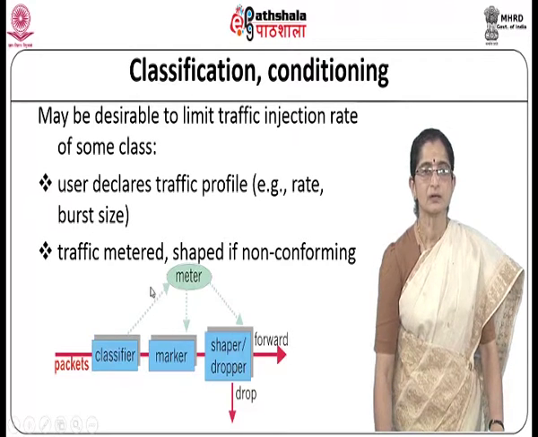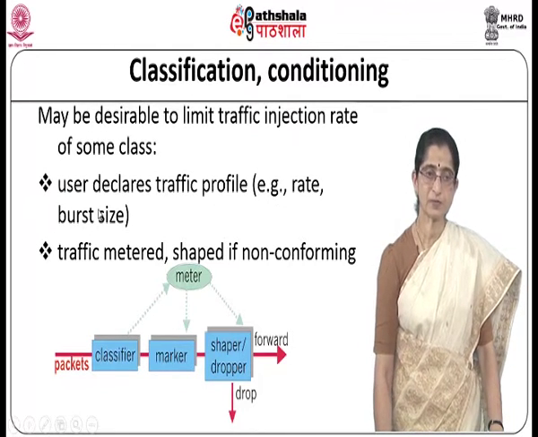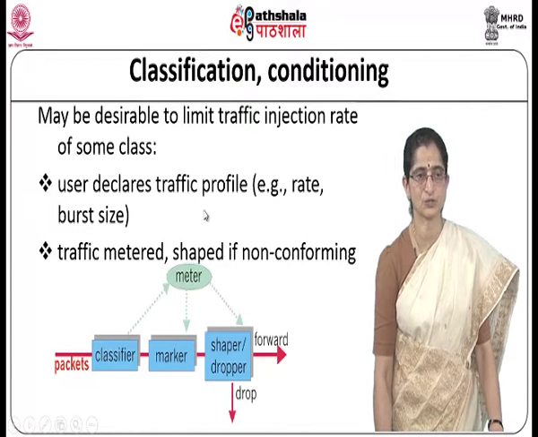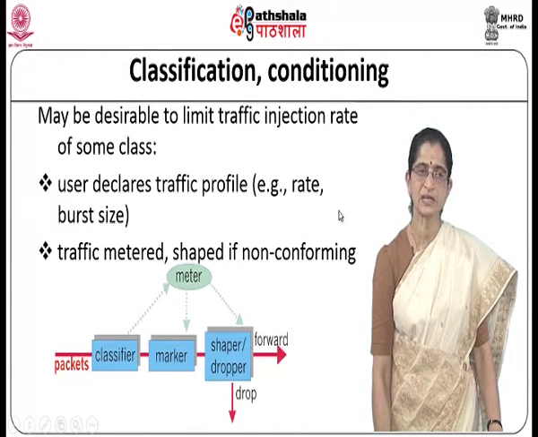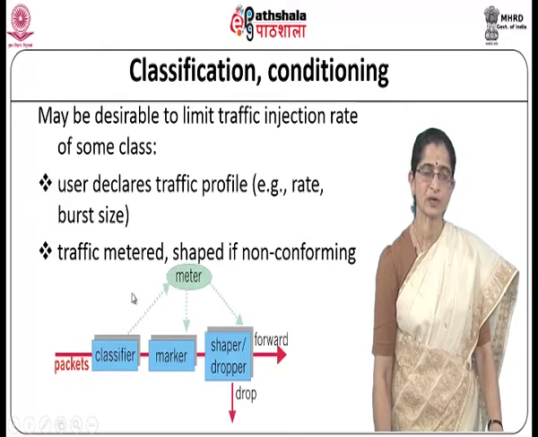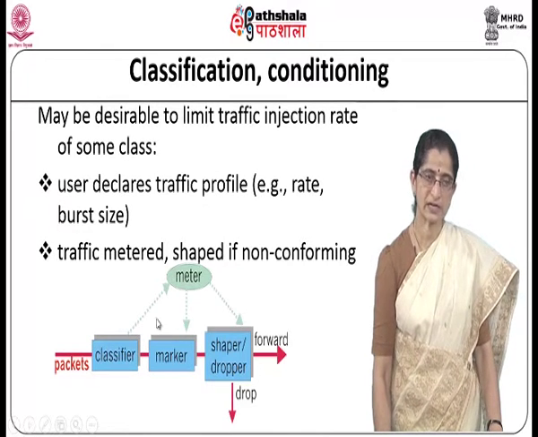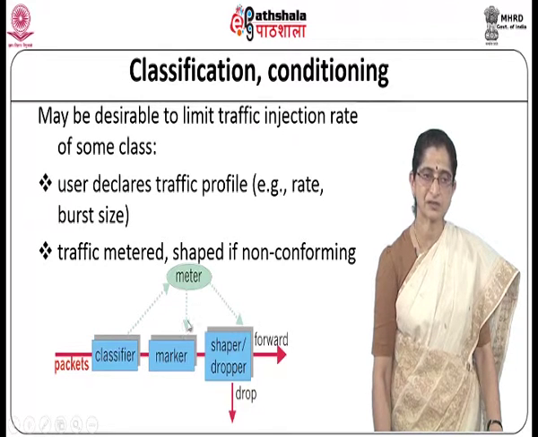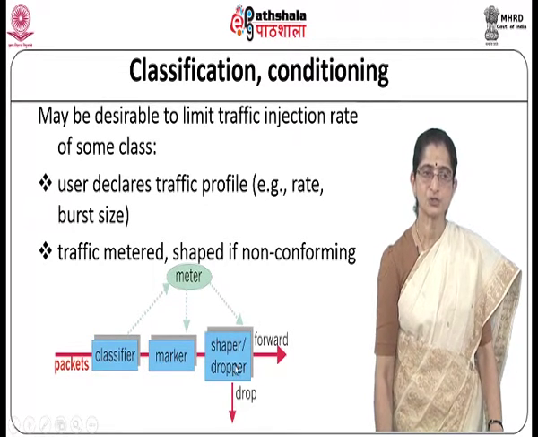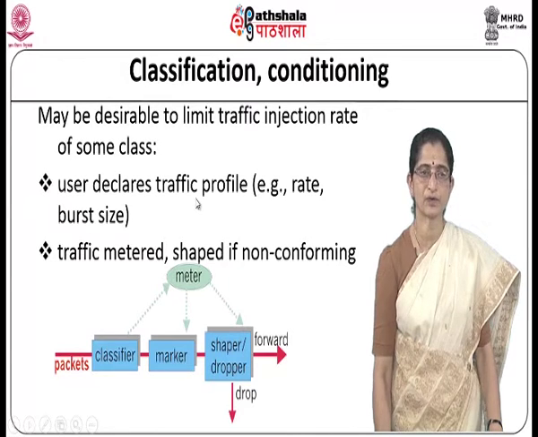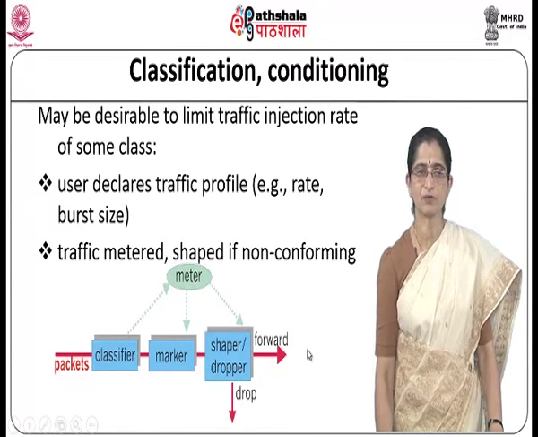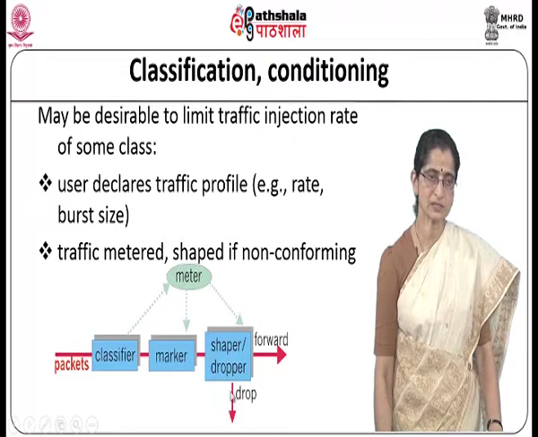Okay, now how do you specify this traffic? The user will have to declare what its traffic profile is going to be. Again, it can be specified in terms of rate, burst size, and so on. And what we do here is at the edge routers, we do a function called metering the traffic. What is this traffic metering? You classify it, you mark it, you check whether it is conforming to the traffic profile that has been specified. If it is conforming traffic, then we will forward it, otherwise you will drop it. Okay, this is what you will do.